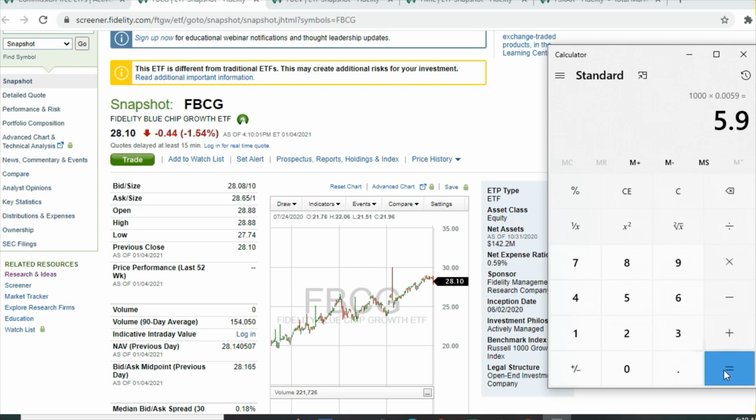They're not going to give you a break if they lose money. They're not going to charge you more if they make money. $5.90 for every $1,000 you invest. Now that doesn't sound like a lot of money. I can appreciate that. But the numbers can become staggering over time.